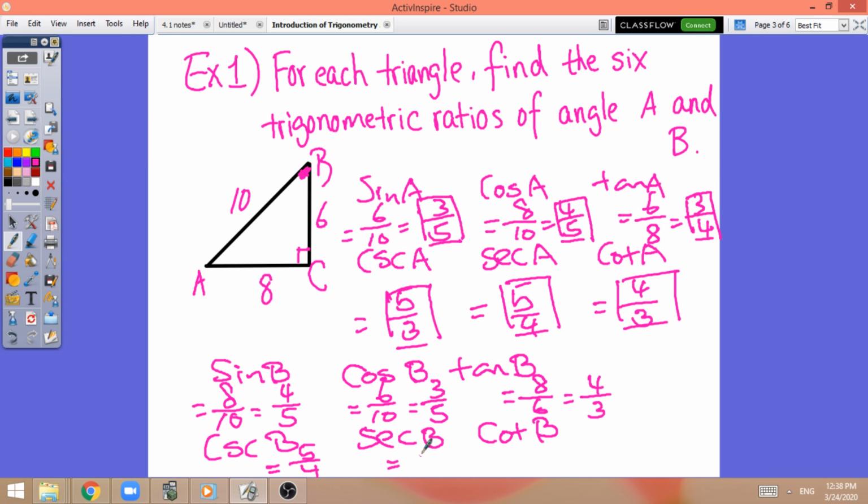And then secant of B, so the reciprocal of 3/5, which is 5/3. And then cotangent, the reciprocal of 4/3, which is 3/4. Now, by comparing with what we found earlier for the ratios of angle A, what do you notice? Sine of A is the same ratio as cosine of B. And tangent of B is the same ratio as cotangent of A.